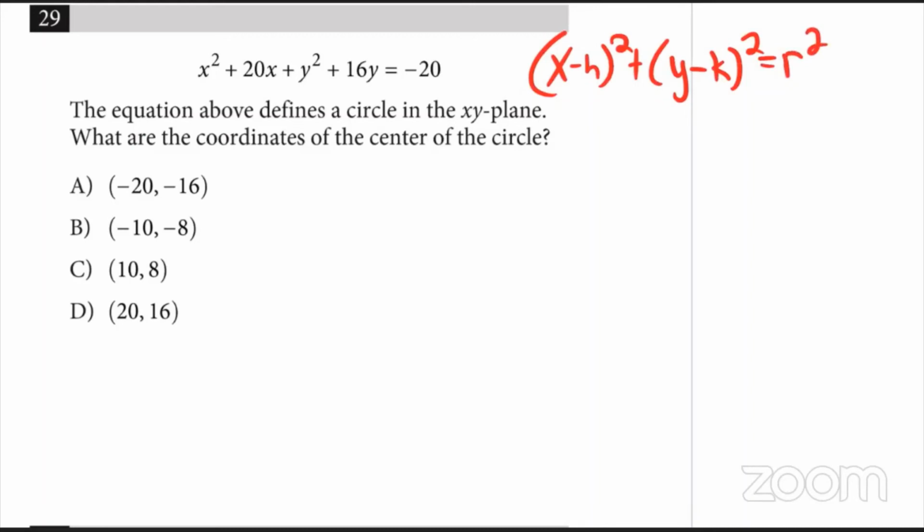That's the equation of a circle. It's like the y equals mx plus b, but for a circle. H comma k is the center, and r is the radius. But we need to use the completing the square method in order to get there.